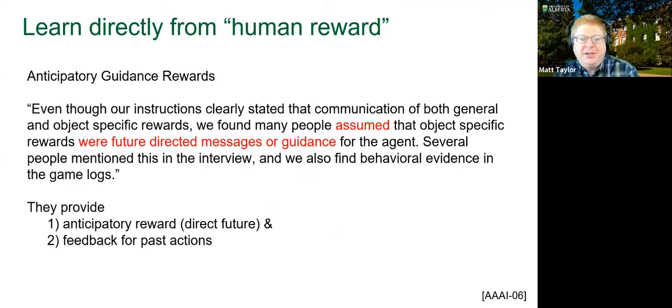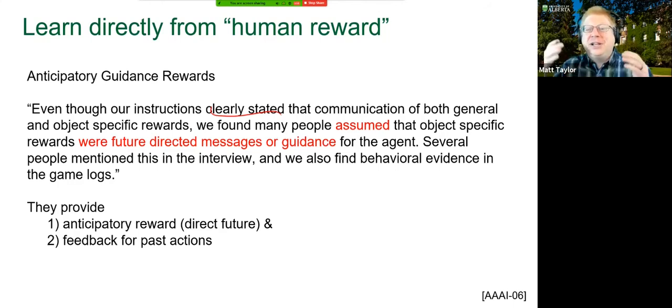And what they found is that people seem to, well, there are a couple of things. First, you were saying that the instructions clearly stated, I love that phrase, clearly stated, because that means the instructions were right and the people, those silly people, just misinterpreted them. The instructions said that you should have general and object specific rewards. On the next slide, I show the domain they're actually in. But people seemed to assume object specific rewards were future directed. So they're thinking about anticipatory rewards, or that the agent is going to do something well in the future. And it's hard to disentangle that from the agent just having done something before, because depending on what the human is anticipating, things could be very different from reality.